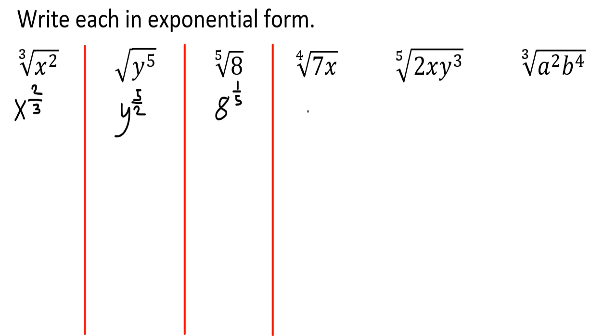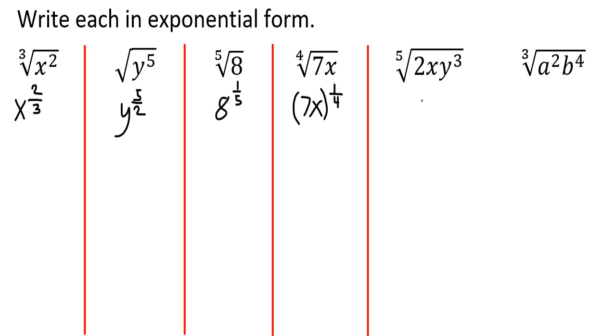Next, the fourth root of 7x. So, kunin natin yung radicand, which is 7x. And again, wala siyang exponent. So, automatic, that is 1. And the index is 4. So, that is 1/4. Pero di pa yun yung final answer. Dapat ilagay mo sa close and open parenthesis.